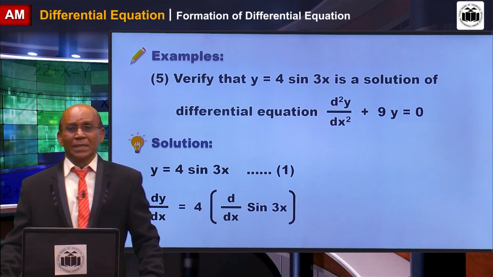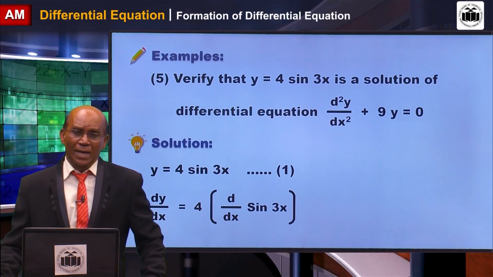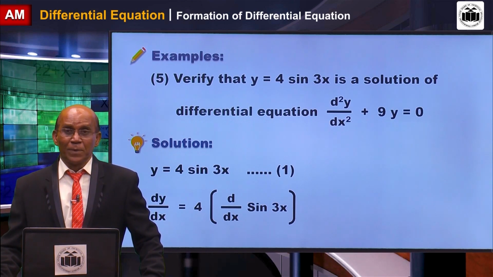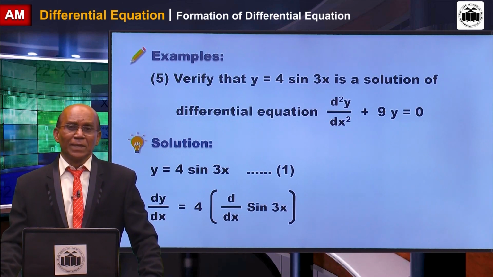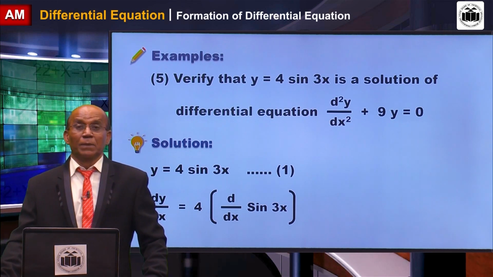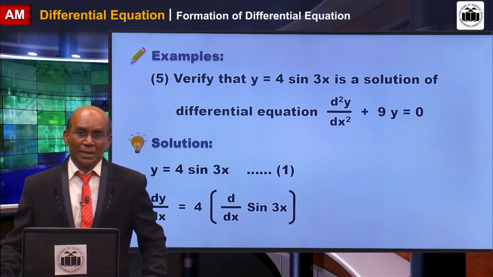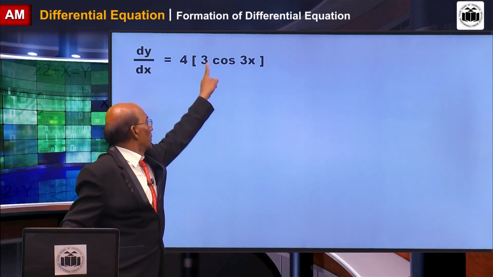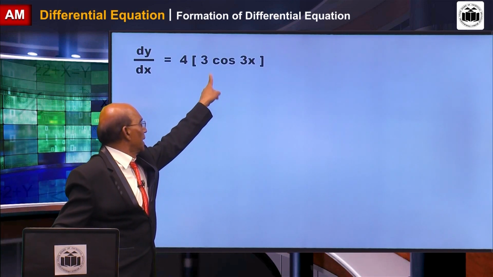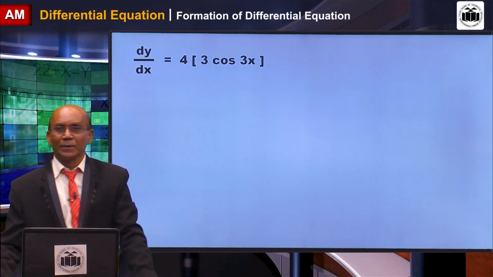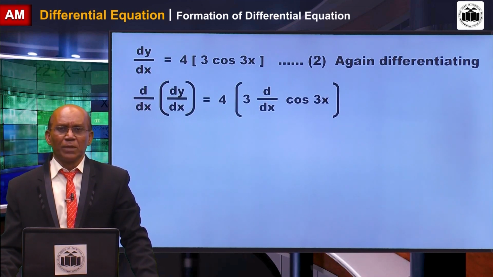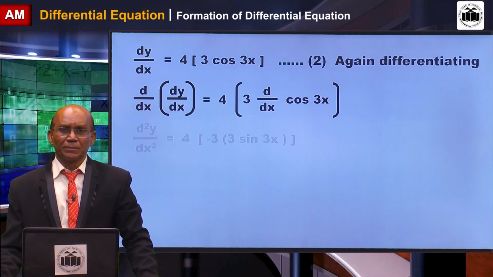Now sin 3x is not a standard formula, but by applying some different types of derivatives, we can take the derivative of d by dx of sin 3x easily, and that is here. We can say 3 cos 3x. See here, the derivative of sin 3x is 3 cos 3x. Again we are going to differentiate this one. d by dx of dy by dx equals 4 into 3 into d by dx of cos 3x.